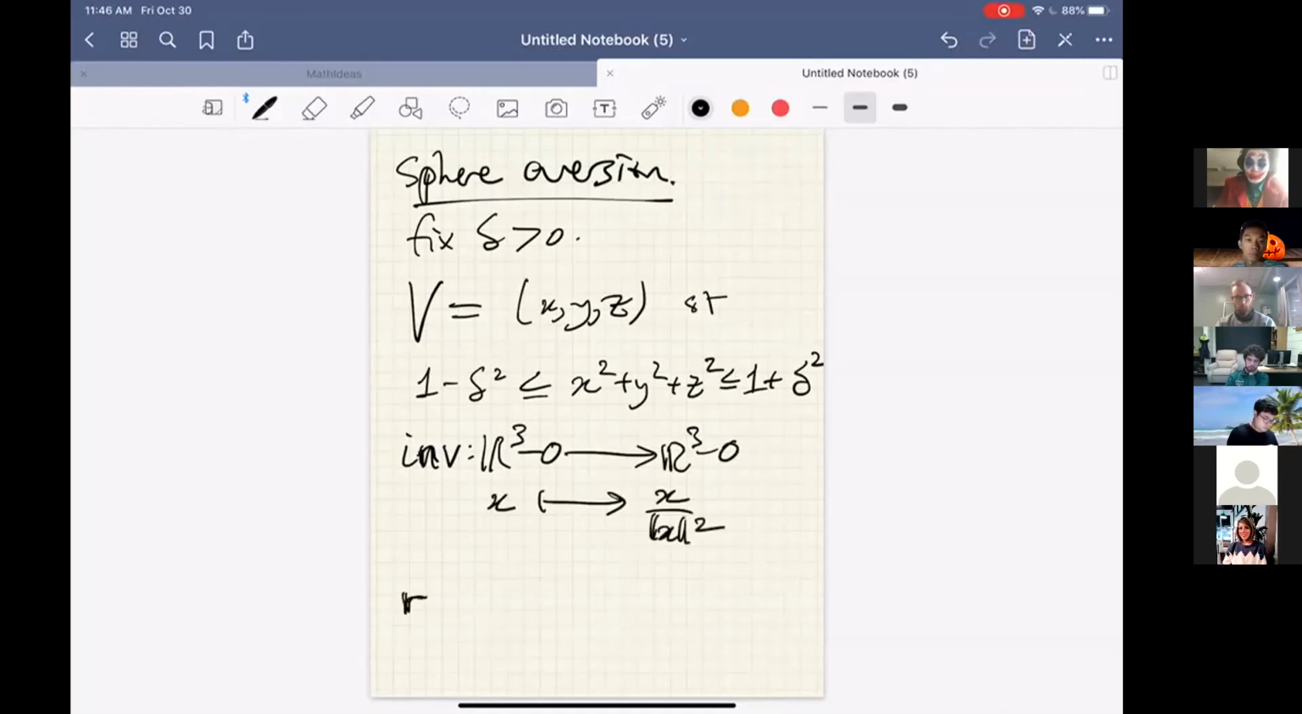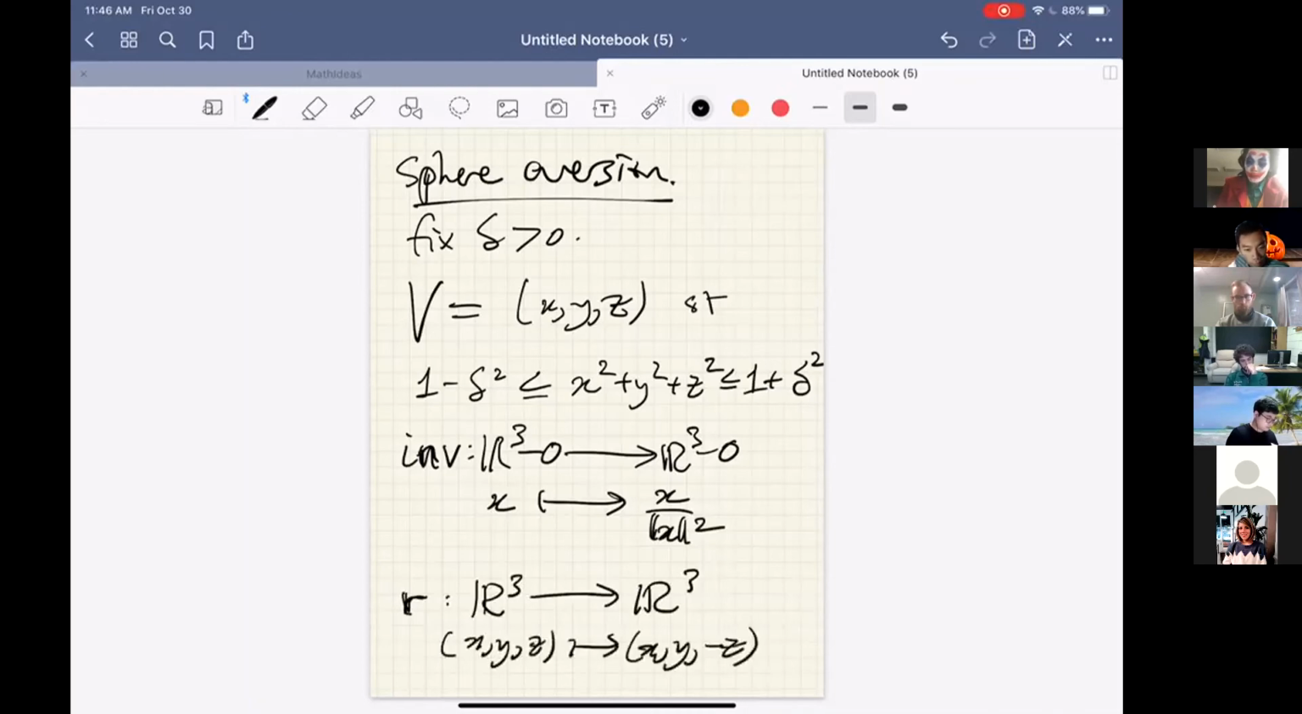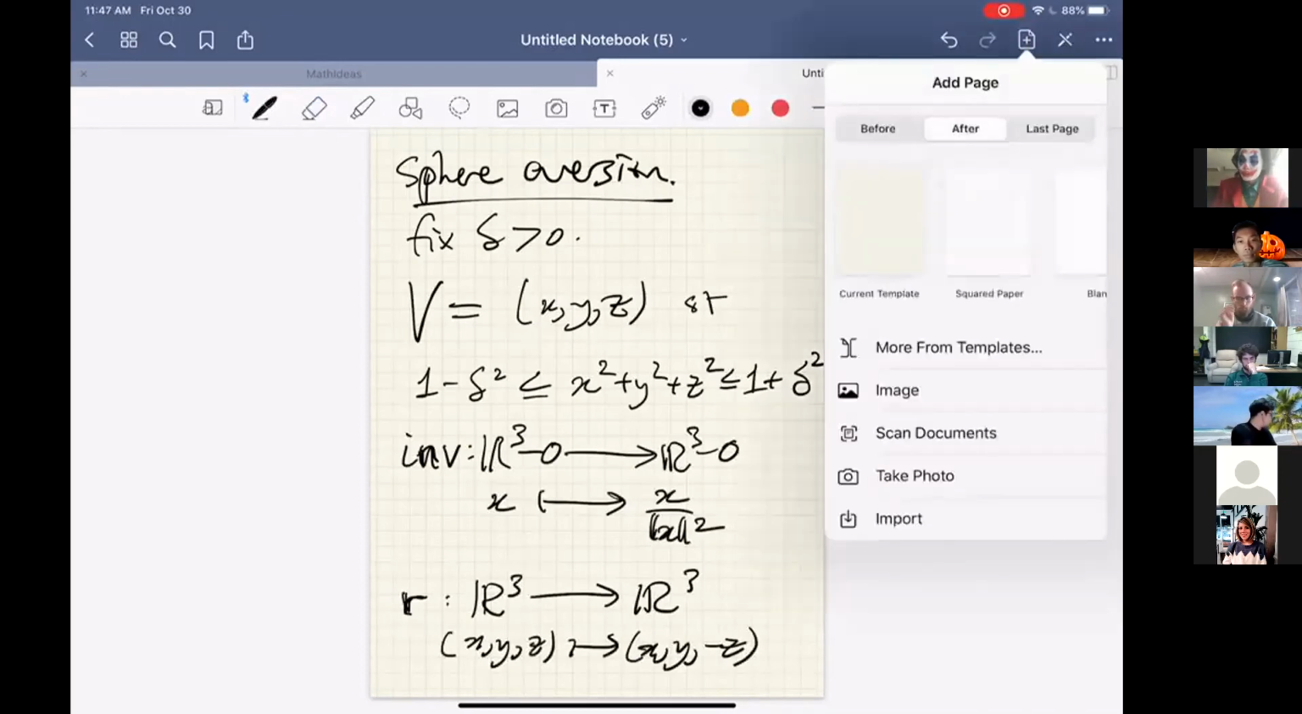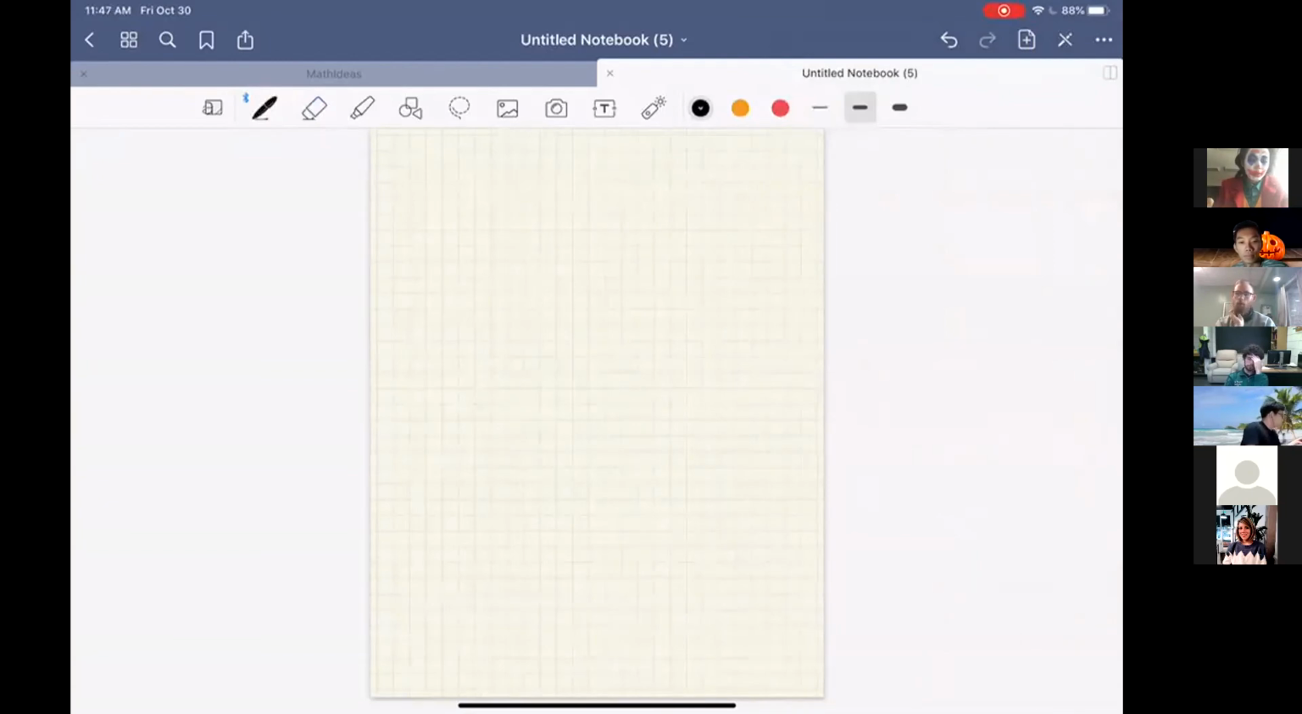And then I need this extra map actually. So this is reflection along the z-axis. So, okay, I write big, so it's kind of annoying. But remember these maps. You have inversion and R for reflection along the z-axis. And then I'm just going to write I_V to be the inclusion.